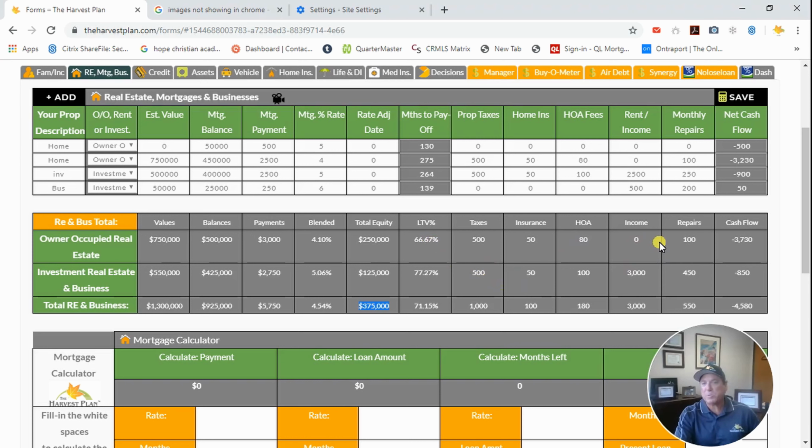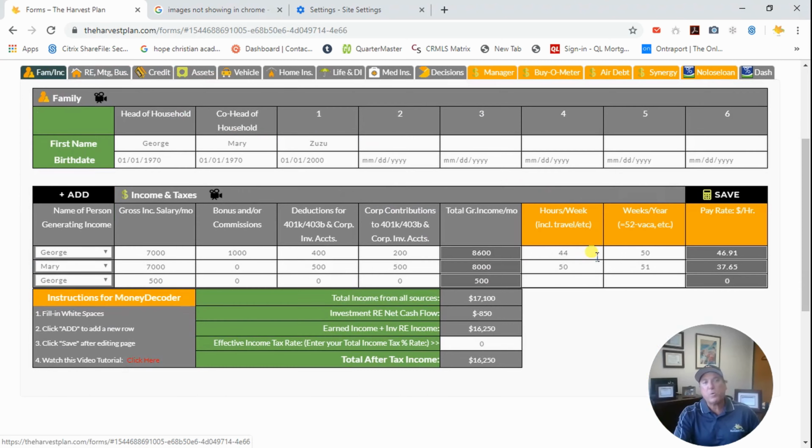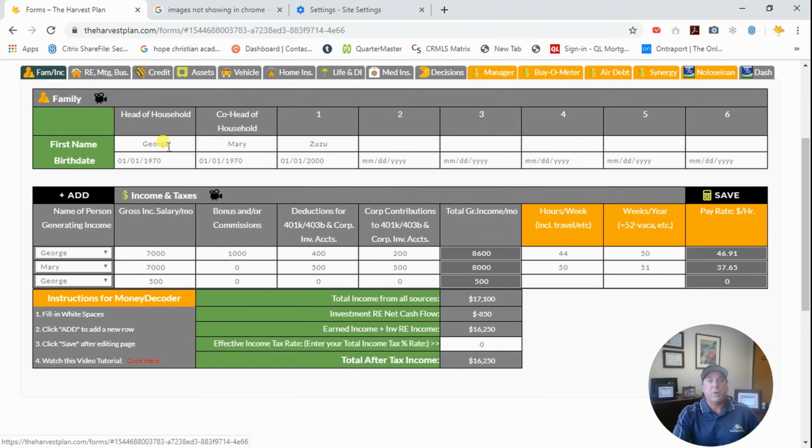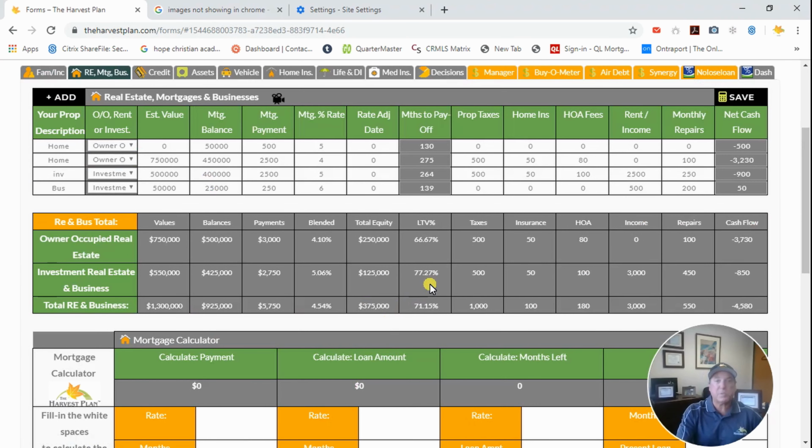The rest is self-explanatory. And one more thing I'll show you, as you can see, your business and investment income loss here is calculating. So now this income that I had in here is adjusted for my investment business. If it's a profit, great. But hopefully that gives you a deeper dive and look into how to understand and work with this real estate mortgage and business page a little better.